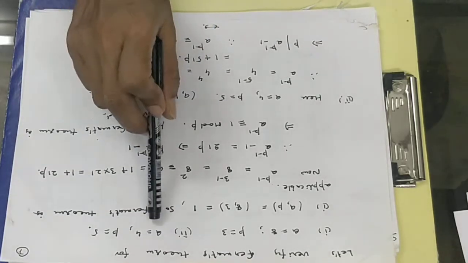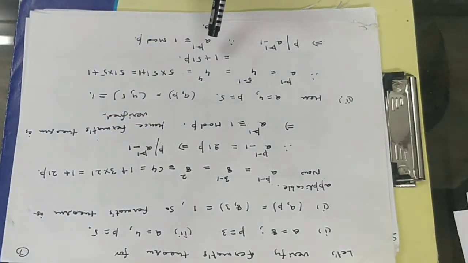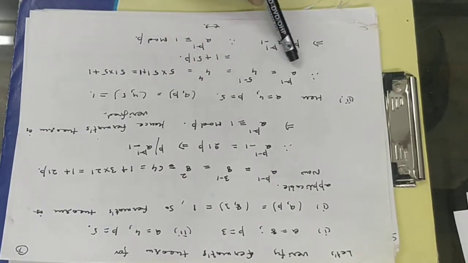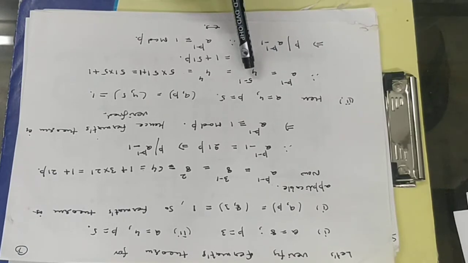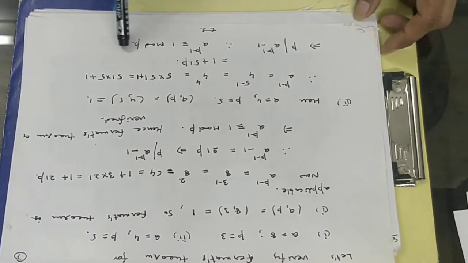Similarly, if we take a equal to 4 and p equal to 5, then also we can verify Fermat's theorem. Here also 4 and 5 are co-prime. a to the power p minus 1 becomes 4 to the power 5 minus 1, that is 4 to the power 4, and this can be written as 51 into 5 plus 1. So that is equal to 1 plus 51p. So again we can say p divides a to the power p minus 1 minus 1. That is, Fermat's theorem is verified.